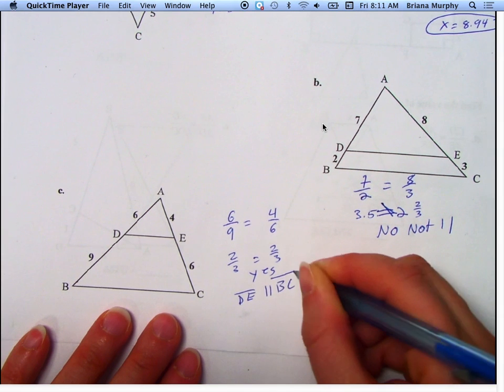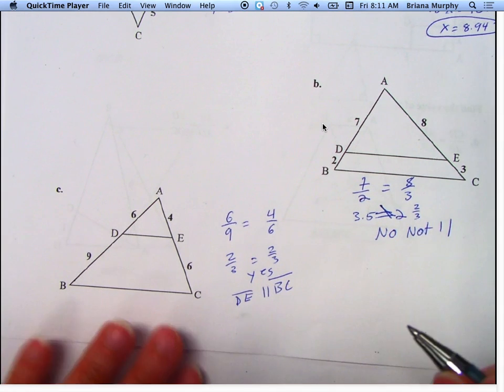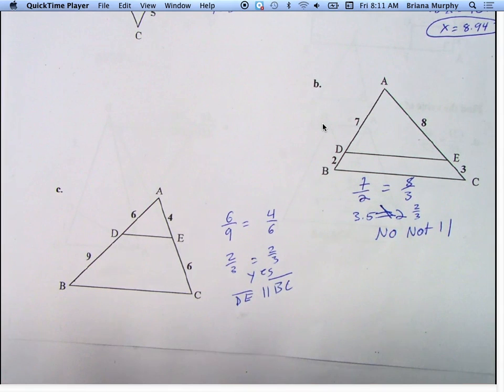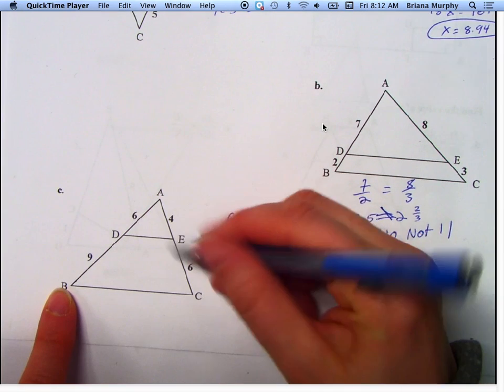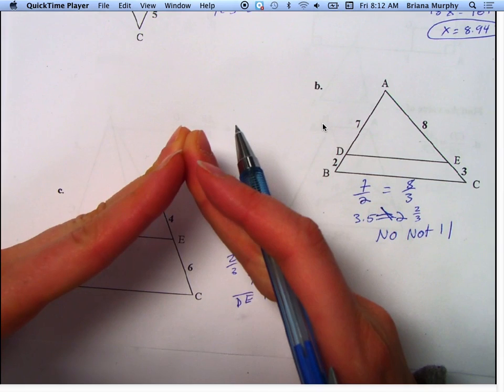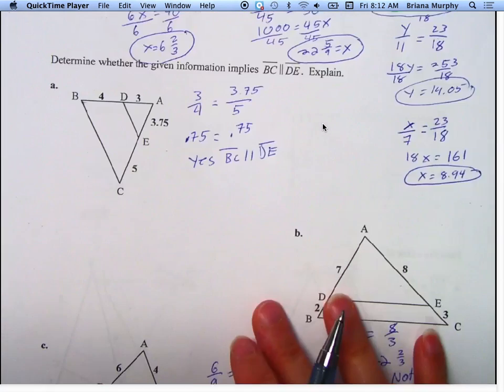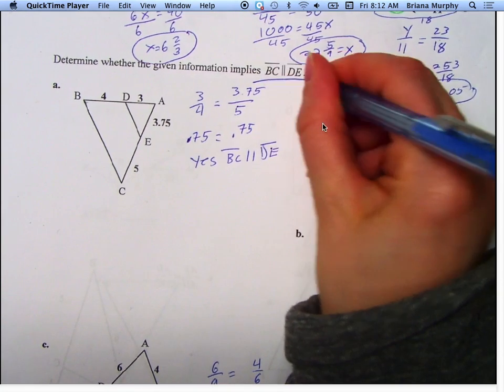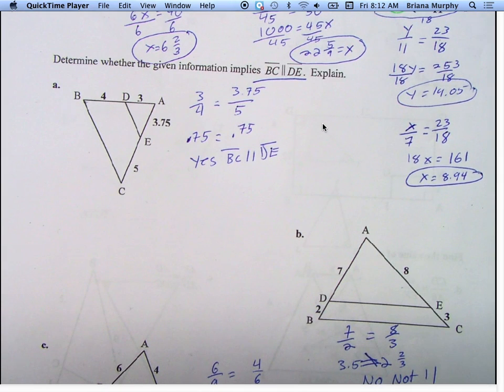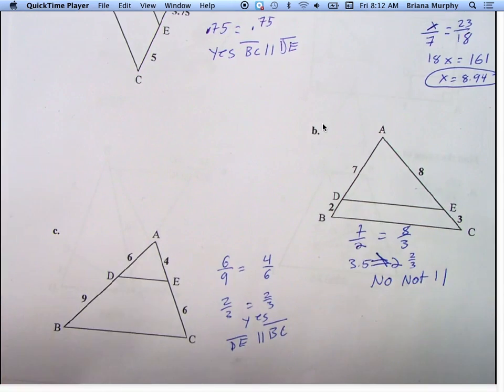Why is it DE and BC instead of AB and AC? Because look at AB and AC. Do those look like they're parallel to each other? They meet at a point. Also, in the directions, it says prove that these two are parallel. So both those things should help you know that it's DE and BC. It doesn't matter which side comes first.